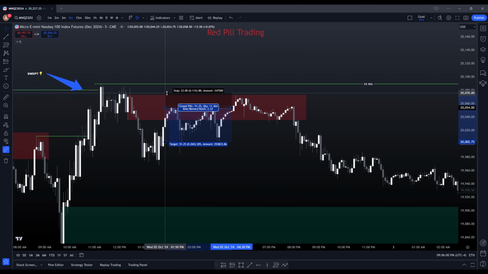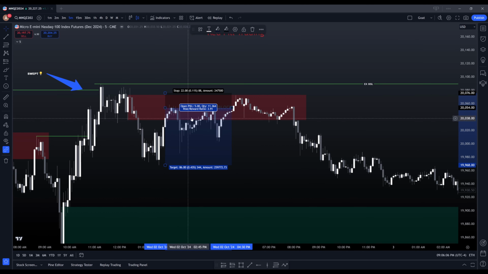Stops above the box, targeting the last low before he had the impulsive move back up, tapping you in. That's basically another 1 to 4.